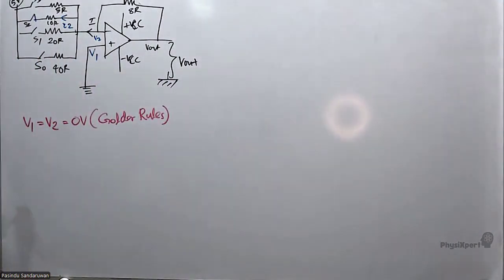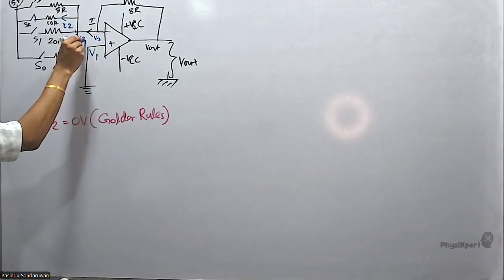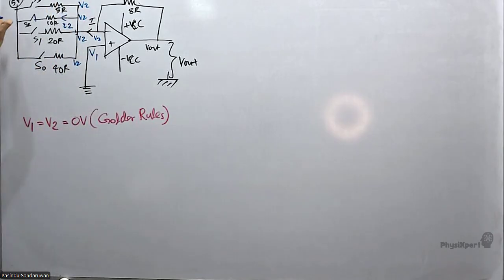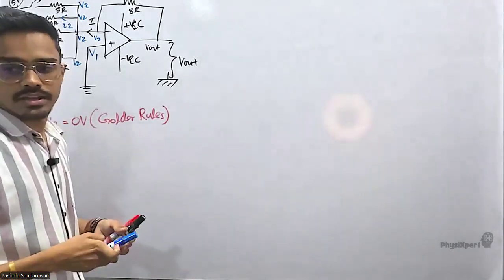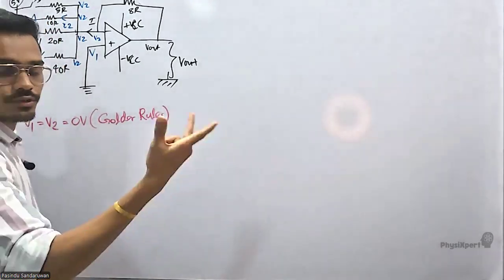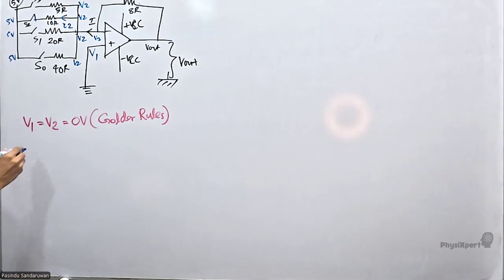Now, up to this point, that is V2, so all these points are also V2. If this is 5, all these points are 5, because that's the same wire. Now, if you need the current through 10R, apply V equals IR for 10R.